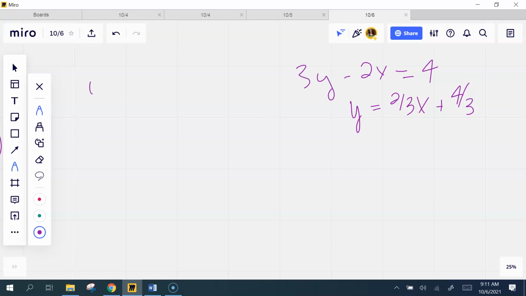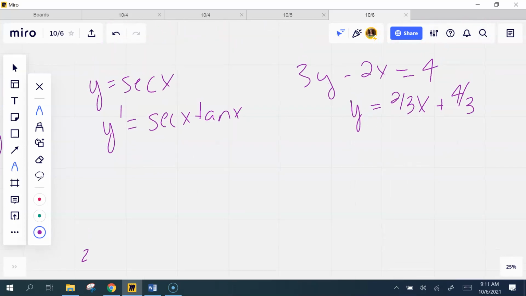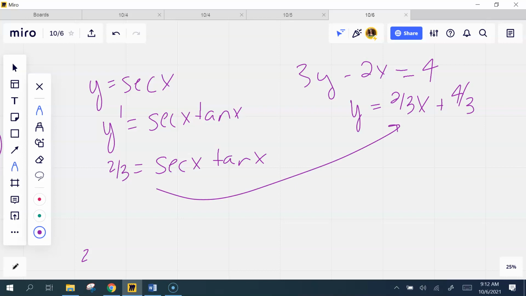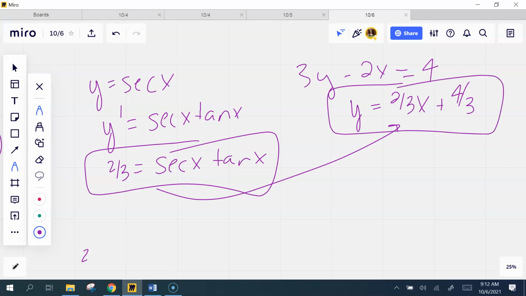Then you also had to find the derivative of secant x, secant x tan x, and you had to set it equal to 2/3. If you showed that, I gave you 3 points. So you knew you had to do the derivative, and you knew that the derivative had to be set equal to the slope. Even if you couldn't find the answer, as long as you did that, if I saw this on your paper, that was 3. If I saw this somewhere on your paper, that was 1.